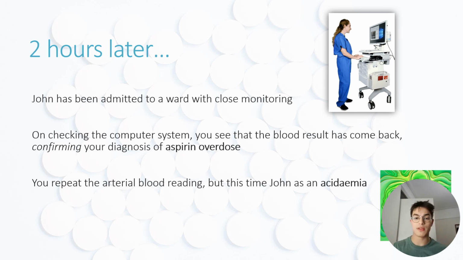So knowing that and being worried about it, you do a second arterial blood reading, and you do see that this man is actually quite acidemic. So acid, and emia meaning presence in the blood. So abnormally high presence of acid in the blood.